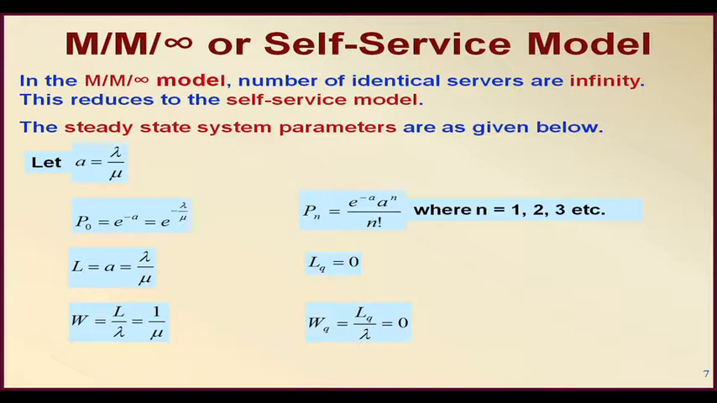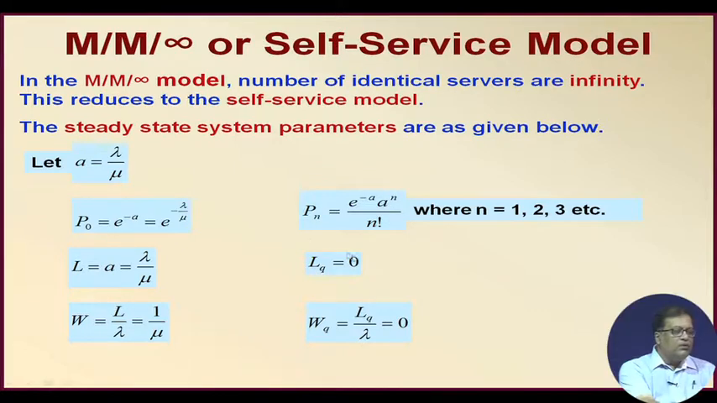When the self-service facility is available, it is very clear that there is no expected number in the queue. So, LQ equals 0, and WQ will also be equal to 0. It becomes almost like a Poisson process, and therefore we find that L will become lambda by mu, where lambda is the arrival rate and mu is the service rate.